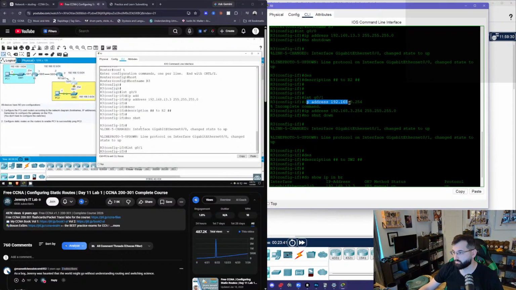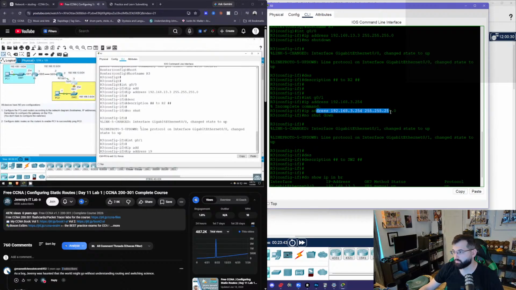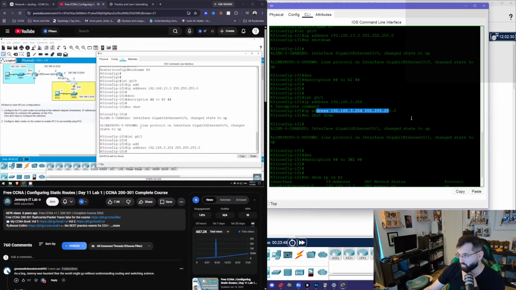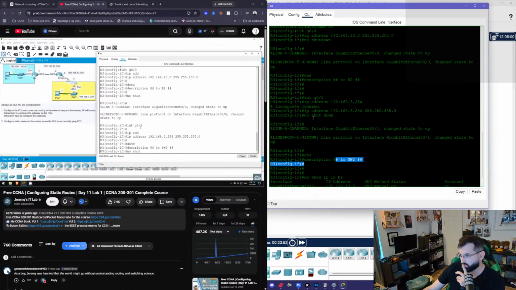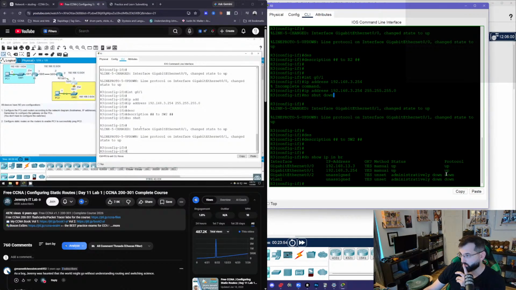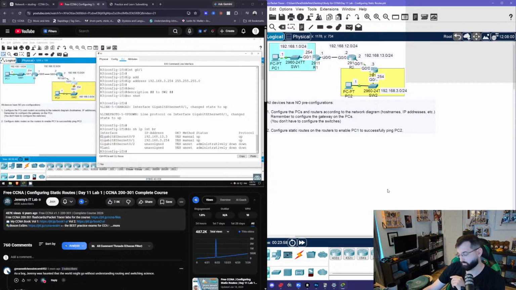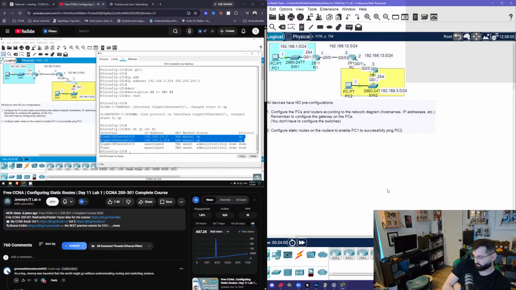Okay, let's do the same steps on G0/1. Interface G0/1. IP address 192.168.3.254. Nailed it. 255.255.255.0. Description to switch. No shutdown. Yes. Let's check the interface's status. Do show IP interface brief. Okay, looks good. And the interfaces we configured are both up.